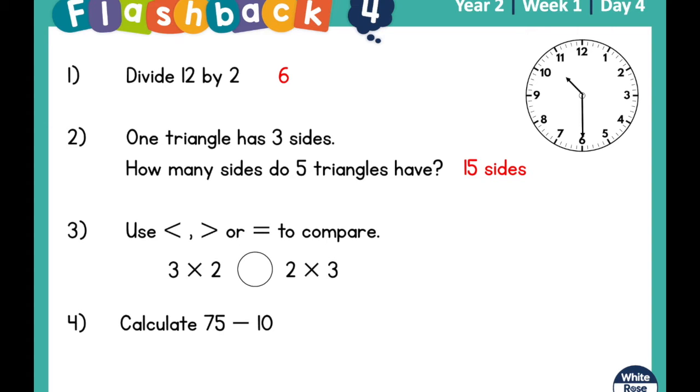Next, use the less than, greater than, or equal symbol to compare these two multiplications. 3 times 2 and 2 times 3 are the same. They both equal 6. So we needed our equal sign there. And question 4, calculate 75, take away 10. So 75 subtract 10 is 65.